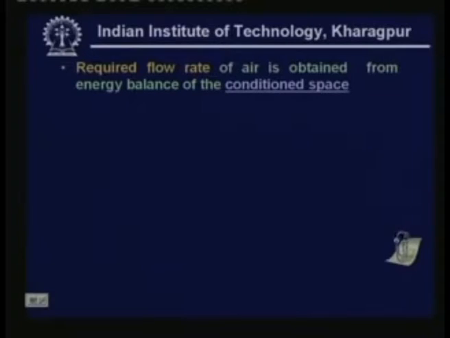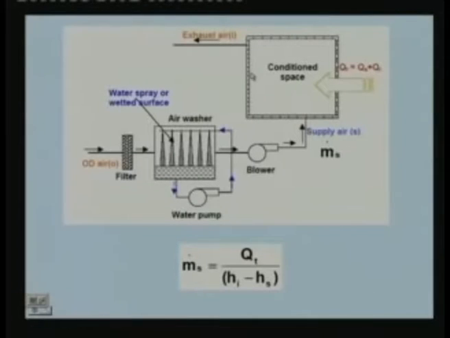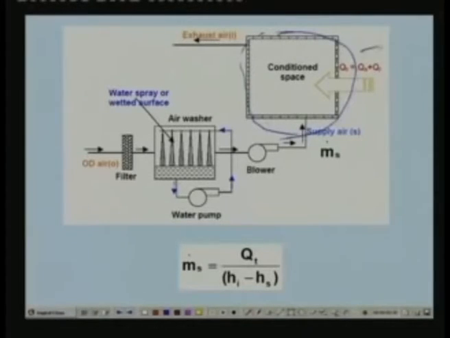Now, the required flow rate of air is obtained from energy balance of the conditioned space. We have to find out what is the required air flow rate. So, that can be easily obtained if you take a control volume across the conditioned space, and if you assume that steady state conditions prevail. So, you take a control volume across this and apply energy balance, and neglect kinetic and potential energy changes. So, the rate at which heat is being added to the conditioned space, that is nothing but Qt, should be equal to the rate at which heat is being extracted by this air stream.